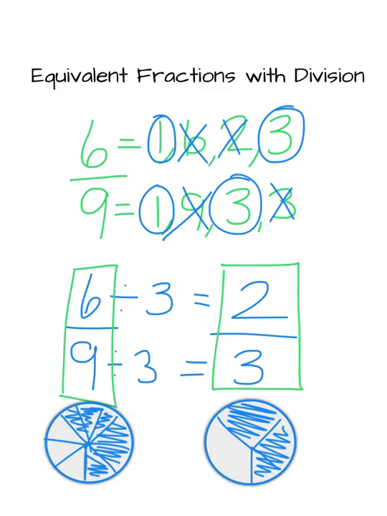So now you'll see I quickly added in a picture to show you visually how they're the same. So if you look at my circles, I split one into 9 pieces and colored in 6. I split the other into 3 and colored in 2, and those are equivalent.